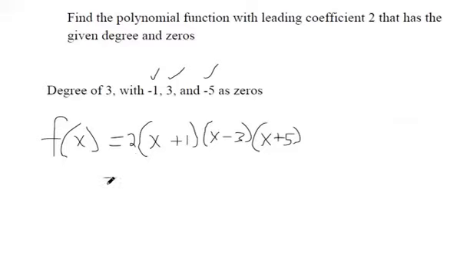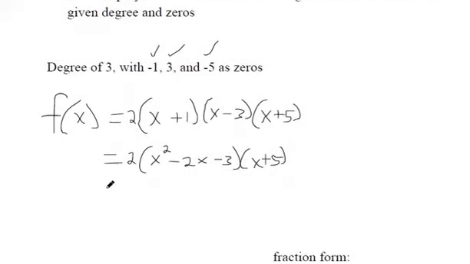Okay, so this is the polynomial. It's just not in polynomial form. What the textbook wants you to do is to multiply these two parentheses. So when you use your box method or whatever, you should get this. And then we're going to multiply these two parentheses. You could use the box method again.